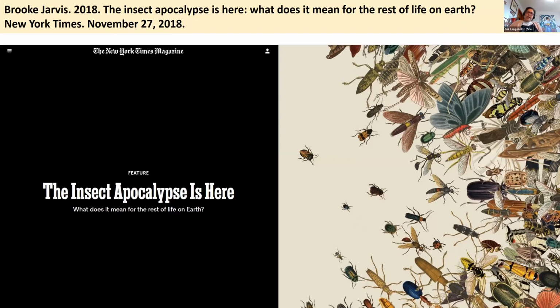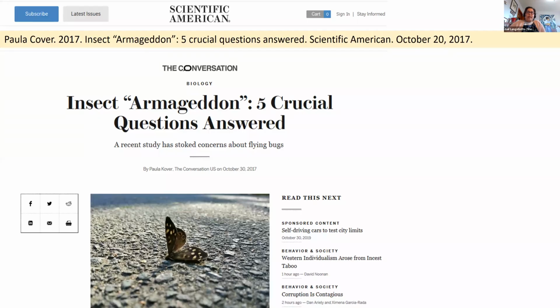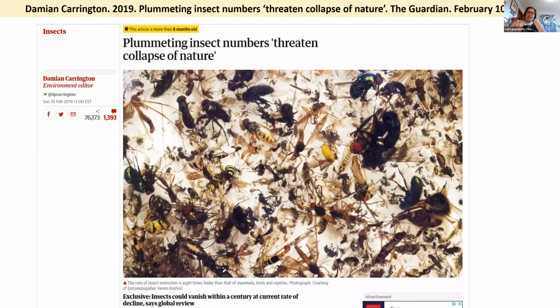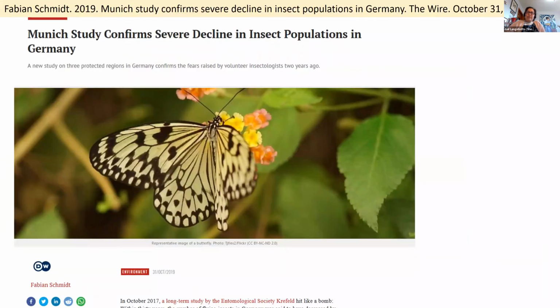So when we started seeing in about 2017, 2018, stories about the insect apocalypse, it was great cause for concern. The insect apocalypse is here. Insect Armageddon. Plummeting insect numbers threaten the collapse of nature. Study confirms the severe decline of insect populations. So story after story after story about the decline of insect species.